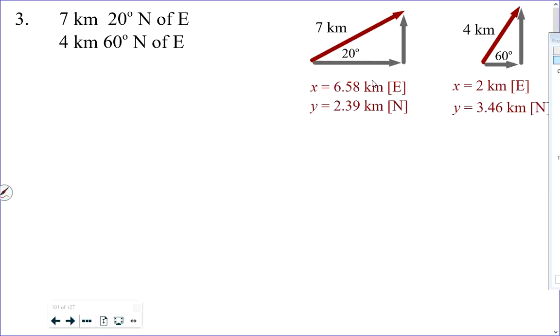So, well, I'll give you a minute. I want everybody to find those components. Here's where I'm leaving it open to you. If you want to write down the trigonometric equation that you're using, you can. If you want to just do it on your calculator, you can. But I want you to get the right answers for x and y for both of those.